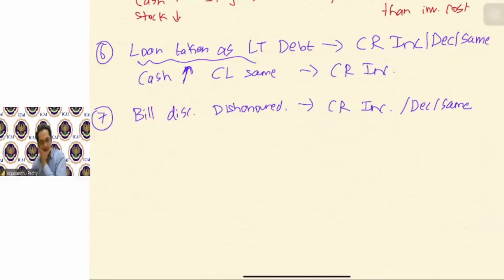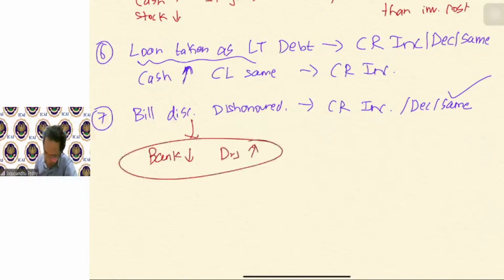Yeah, bill discounted, dishonored. What will be the impact on current ratio? Well, bill discounted, dishonored will ensure that your current ratio remains same because as the bill discounted gets dishonored, bank will deduct my bank balance, and on the other side, I will have a debtor in my books. So this will lead to reduction in bank balance and increase in debtors, and therefore that will remain same.